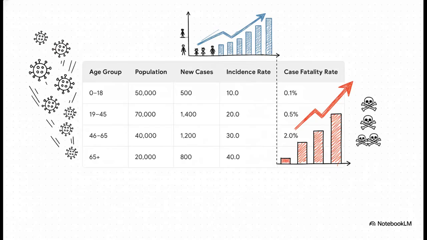Take a look at this. It's a hypothetical table for COVID-19. Just by organizing the data like this, you immediately start to see clear patterns. The rate of new cases, that's the incidence rate. It climbs steadily with age.